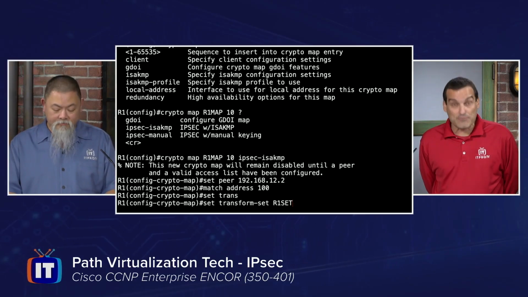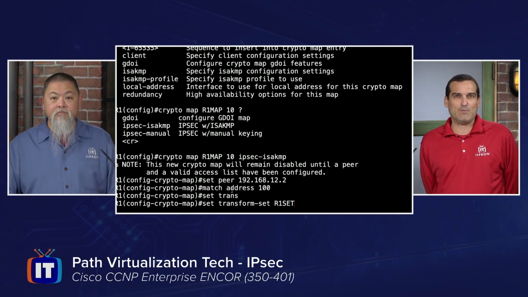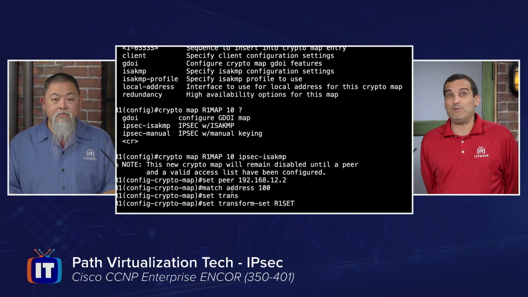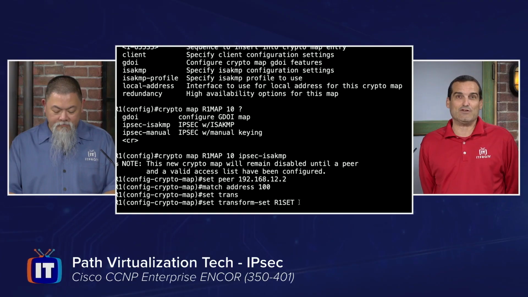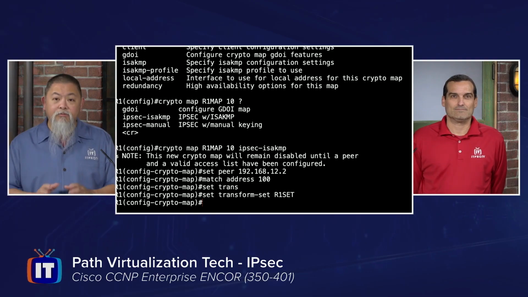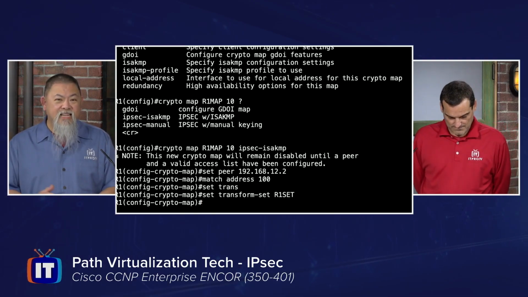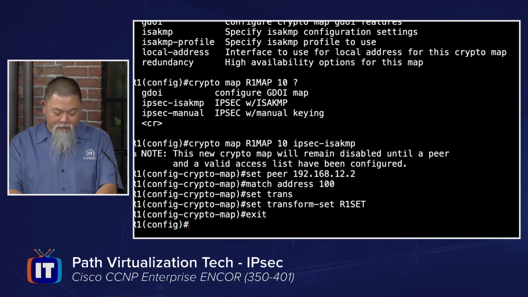And then the other thing Ronnie's done here is, as he promised, this ties things together, the crypto map. And you can see how he brought in his transform set called R1 set that he created earlier. So that actually kind of ties everything together. Now, Anthony, once we get all that tied together, the last thing we really need to do, actually, I need to go ahead and set that access control list.